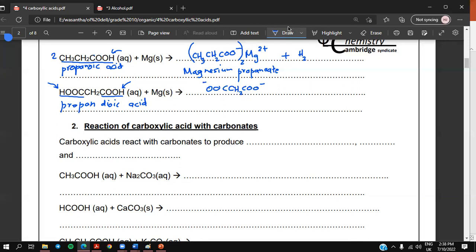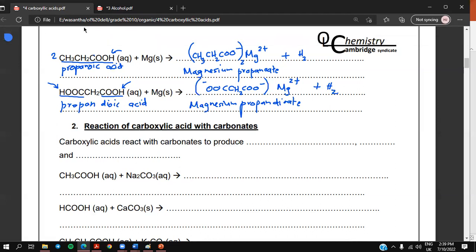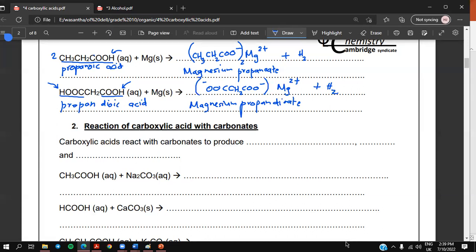It reacts with magnesium. Magnesium is having 2 plus in the compound, and this anion has 2 minus. So the compound is magnesium propandioate. Plus, hydrogen gas is produced. We don't have to multiply anything. It's just right. Please have a clear idea as to how carboxylic acids participate in reactions with metals.